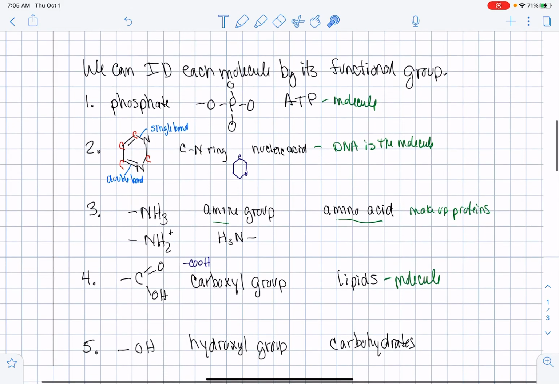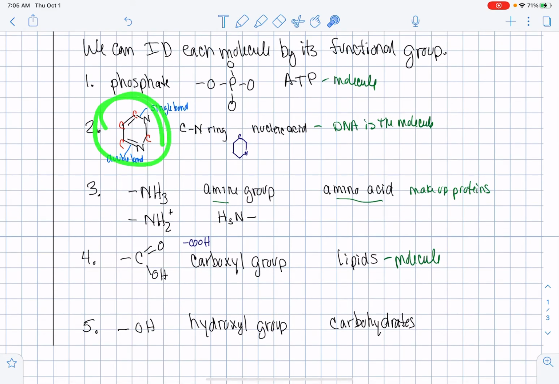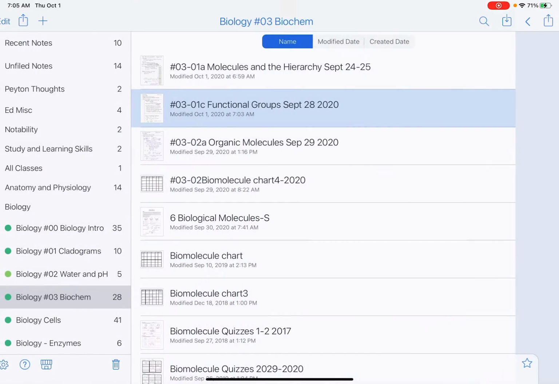Okay? If you look for them in this order, you won't be confused by the fact that sometimes the amine groups might have a carbon-nitrogen ring, but that's not what you're looking for. Also, the nucleic acids sometimes have an amine group on them, but you're looking for this first. You're looking for this first. Okay.